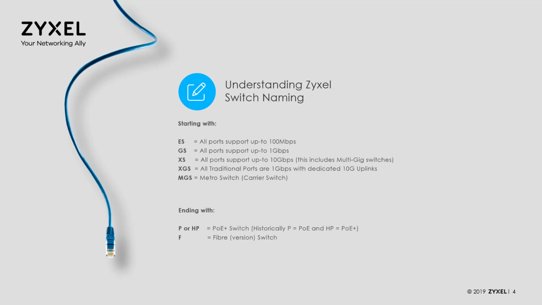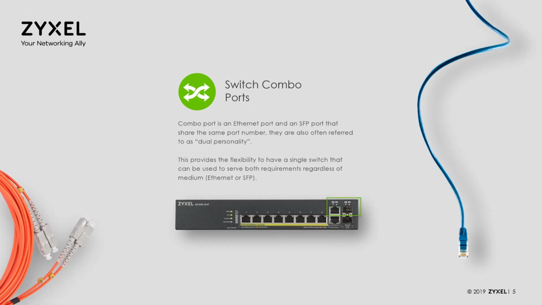So moving on to combo ports, what is actually a combo port? Believe it or not, we get asked this question quite a lot. So a combo port or a dual personality port is one physical port with different mediums. This gives you the flexibility to choose between either Ethernet or SFP, also you could say copper or fiber, and allows you to select, based on your business requirement, which medium you want to use on the switch.